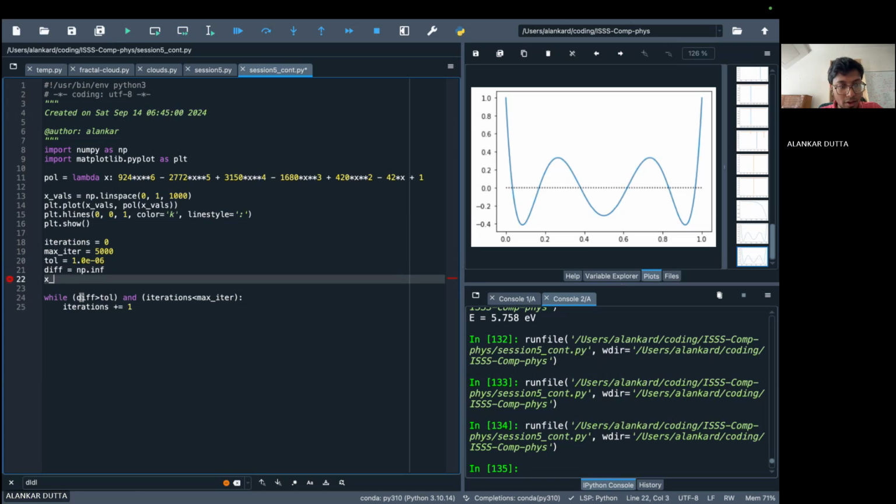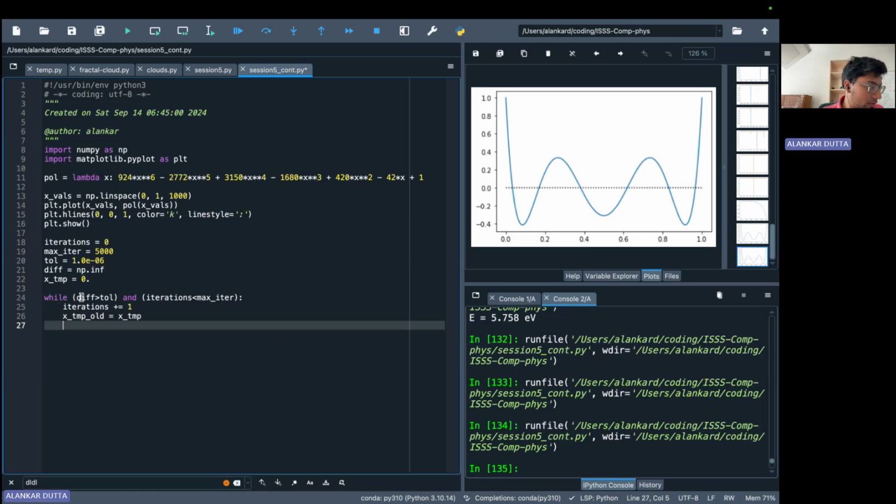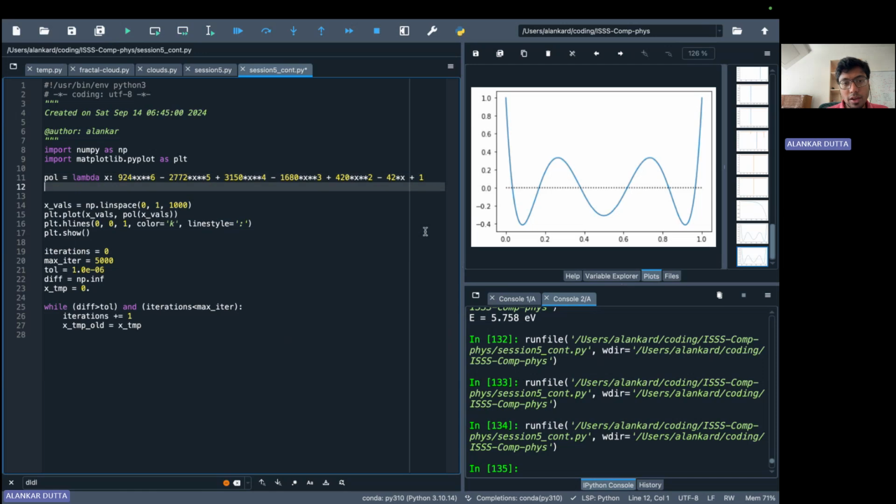x_tmp, the temporary value which we get, is just a dummy, say 0. And then we have x_tmp_old equal to x_tmp. This is almost the same as what we were doing previously, except that the formula will be different. We were using regula falsi in the previous question. Now we are using the Newton-Raphson one. So let's see. Here, what we want is a derivative.